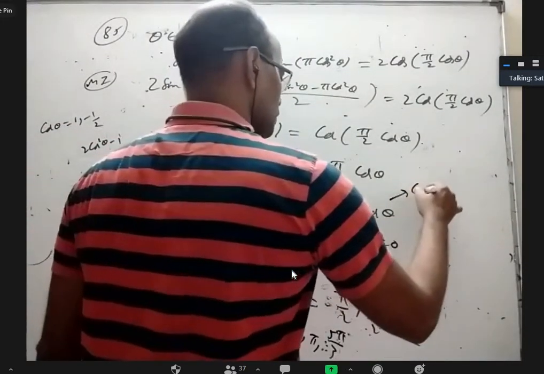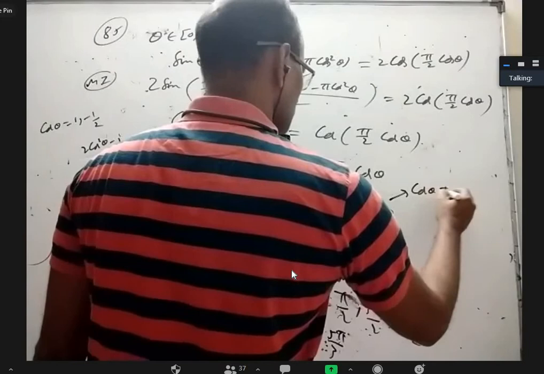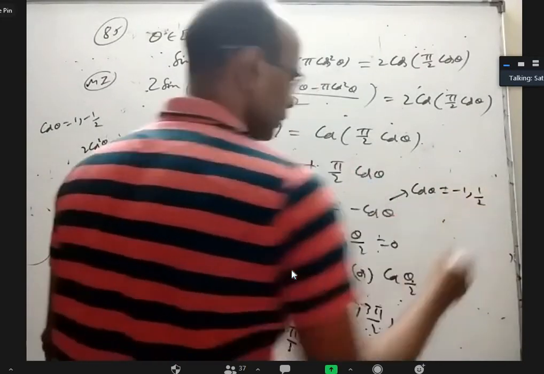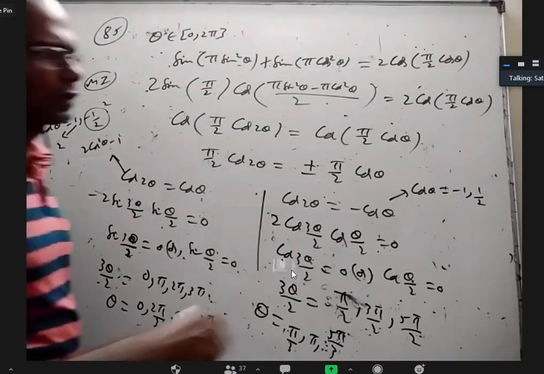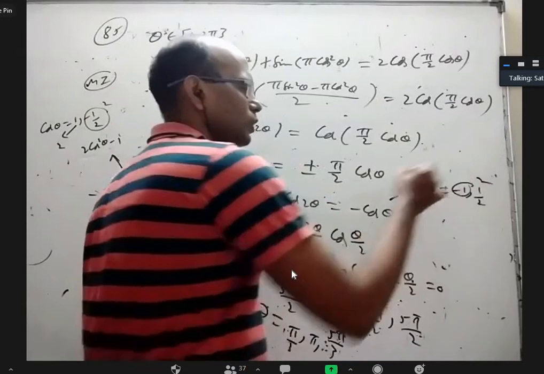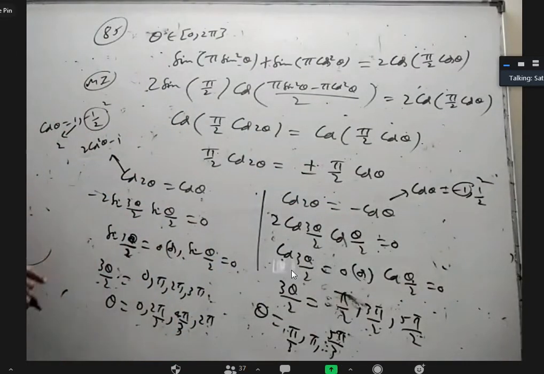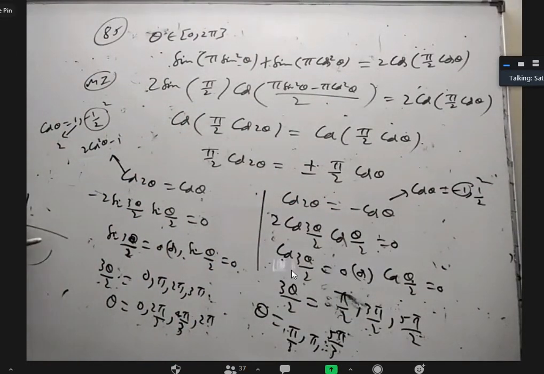From this, we get cos theta equal to minus 1, 1 by 2. For 1, there will be 2 solutions, and for minus 1 by 2, 2 solutions. For plus 1 by 2, 2 solutions. Only problem is for minus 1, there is only 1 solution. When you take one full wave of cos, if you write 1 by 2, 2 solutions. If you write minus 1 by 2, 2 solutions.